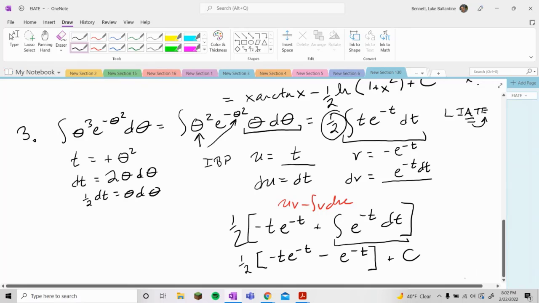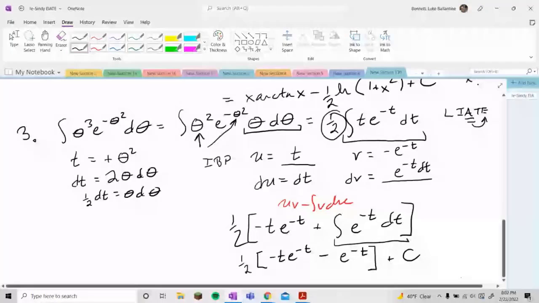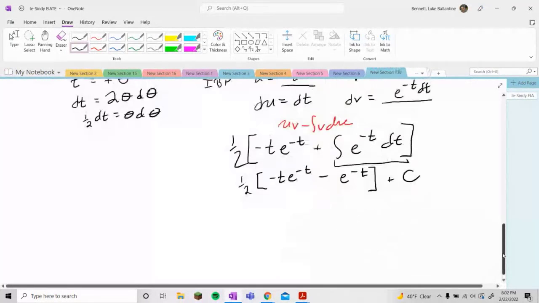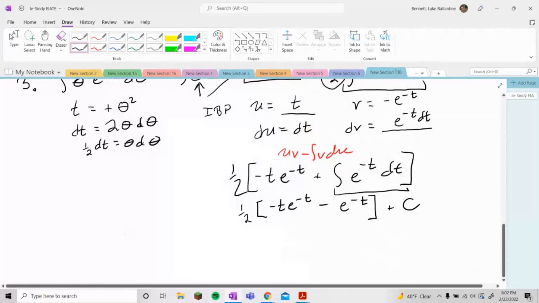Are we done? No, you have to plug it back in. Yep, we have to plug it back in. We made a substitution. So 1/2 negative theta squared e negative theta squared minus e negative theta squared plus c.